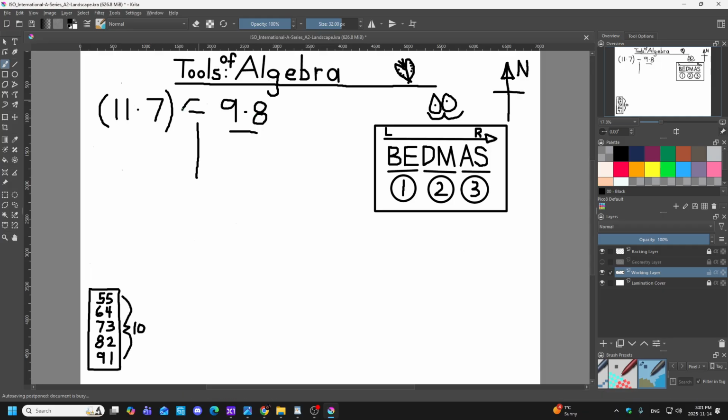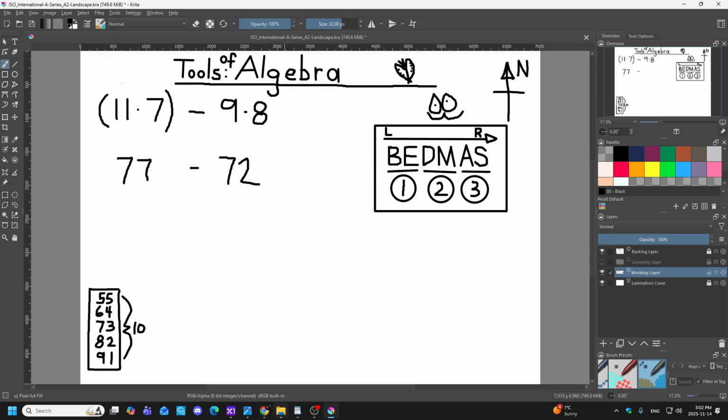We can't do anything with this sign until we complete all our steps. We have multiplication, which is step 2. We have subtraction, which is step 3. And we have multiplication again. We must complete step 2 before we continue to step 3. 11 times 7 is 77. That one's easy. Subtract. 9 times 8 is 72.